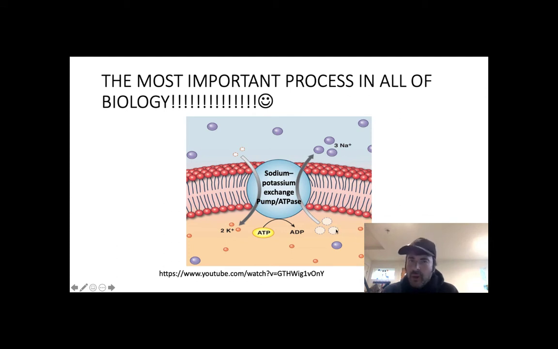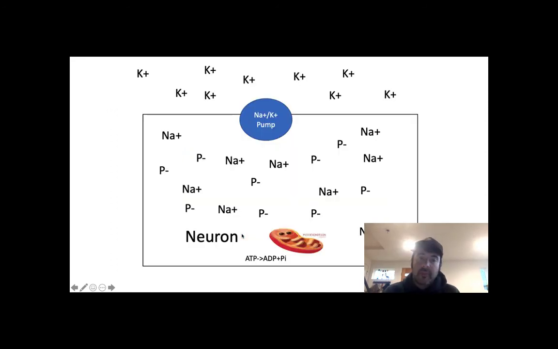So I hope I didn't say that wrong. 3 sodium ions are moved from the ICF to the ECF. 2 potassium ions are moved from the ECF to the ICF at the expense of 1 molecule of ATP. So we have 3 sodium ions out of the cell, 2 potassium ions into the cell at the expense of 1 ATP molecule. We know this is primary active transport because ATP is being used directly by that protein, not to move these solute particles with their concentration gradient, but to move these solute particles against their concentration gradient.